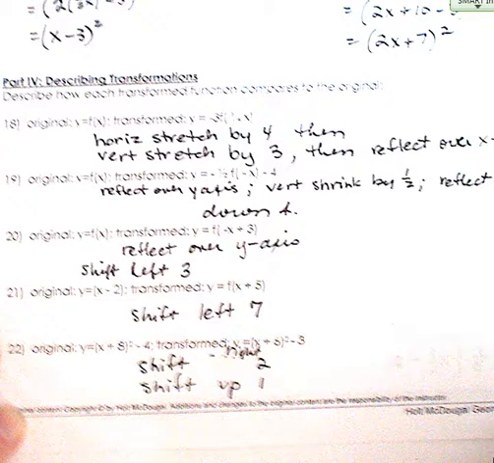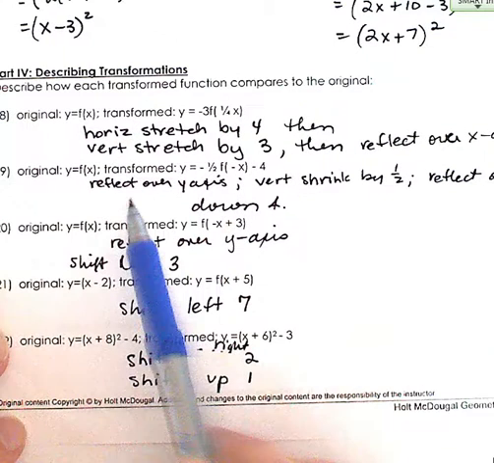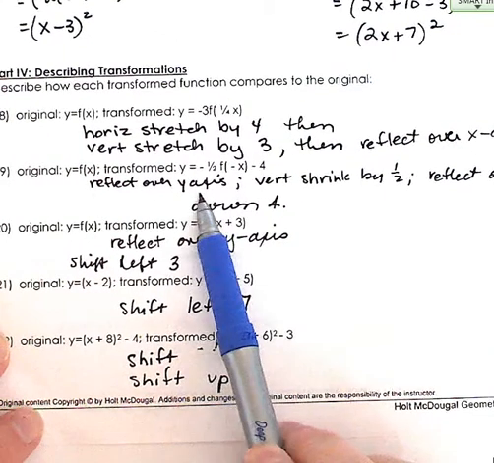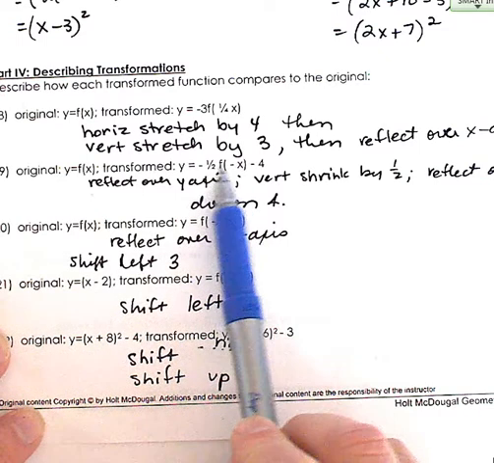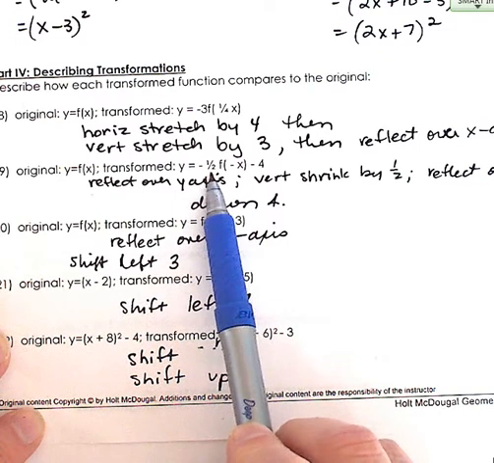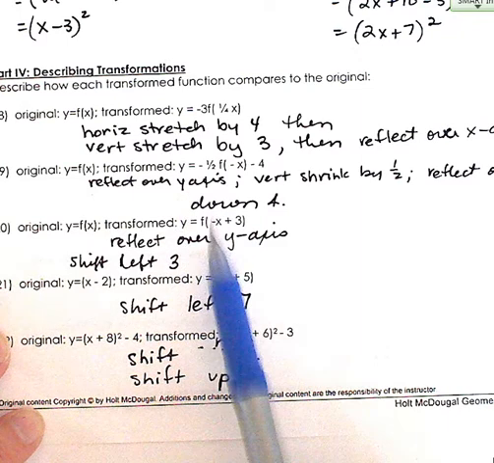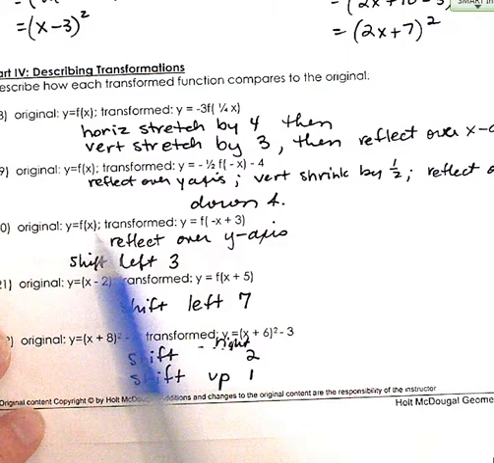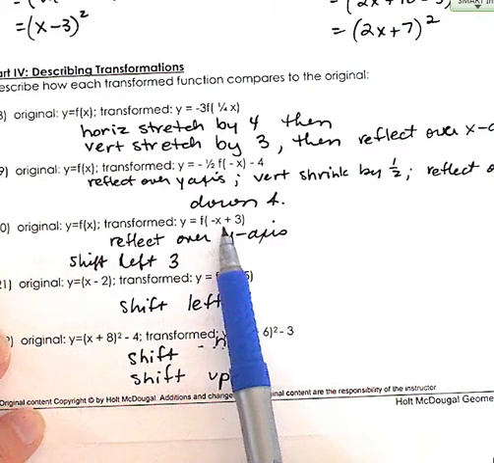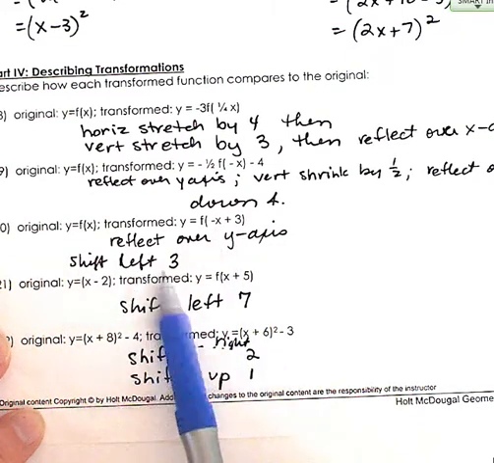Number 19, we're going to reflect it over the y. That's what this first minus is doing. And then we're going to vertically shrink it by a half, and then we're going to reflect it over the x-axis, and then we're going to go down 4. Number 20, we're starting off with a function. What are we going to do to it? We're going to reflect it over the y-axis and shift it left 3.